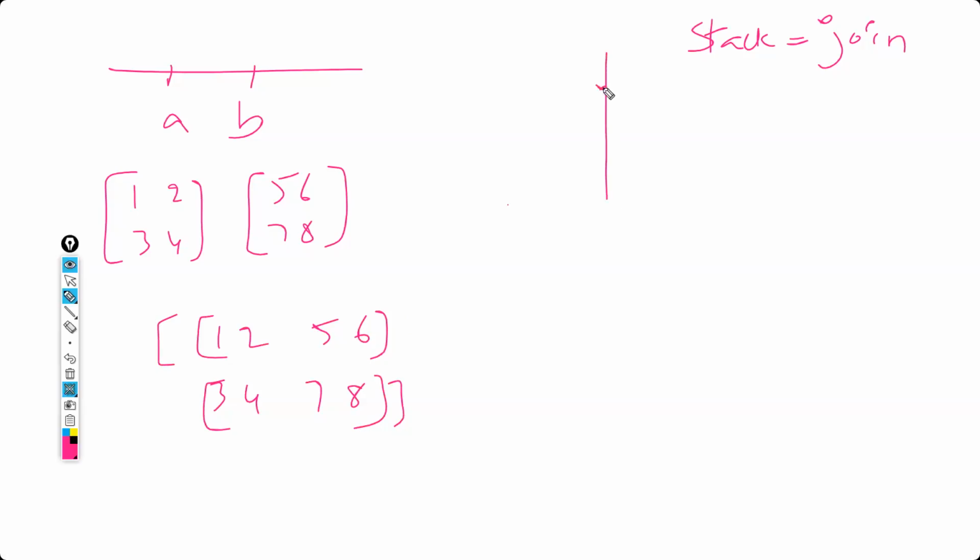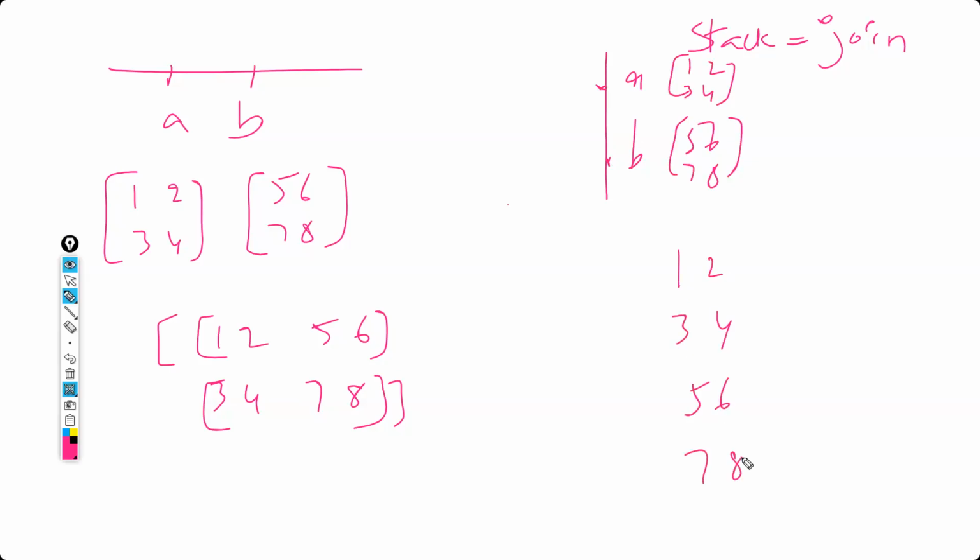Vertical stack, that is A and B. That is nothing but 1, 2, 3, 4, 5, 6, 7, 8. Now in this case, if you combine, it means A on top and B at the bottom. Top and bottom is called vertical stack. Side by side is called horizontal stack. Now in this case, what you are going to get? A shape of 4 rows with 2 columns. Two of them are combined into one.